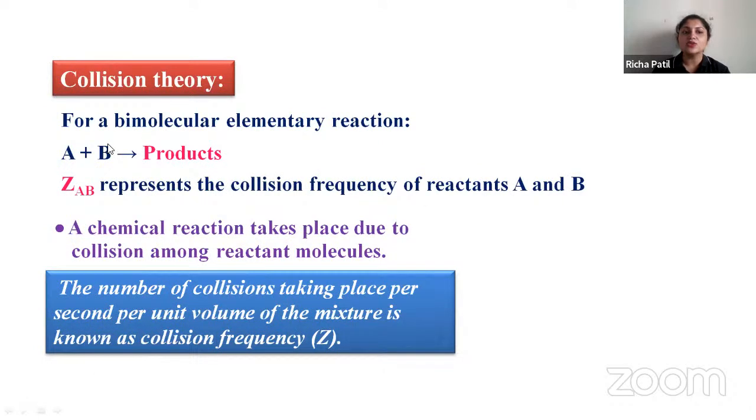So, collision theory. For a bimolecular elementary reaction, A plus B giving products, Z is nothing but your collision frequency. Collision frequency of AB represents the collision frequency of reactants A and B. A chemical reaction takes place due to collision among the reactant molecules. So what is collision frequency? The number of collisions which are taking place per second per unit volume of the mixture is known as the collision frequency.